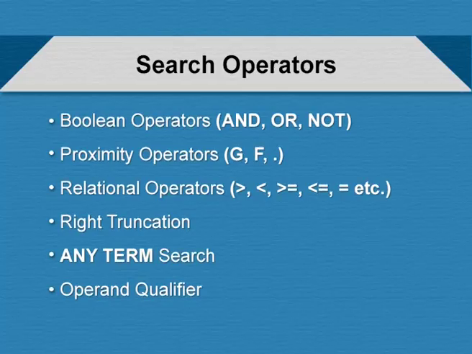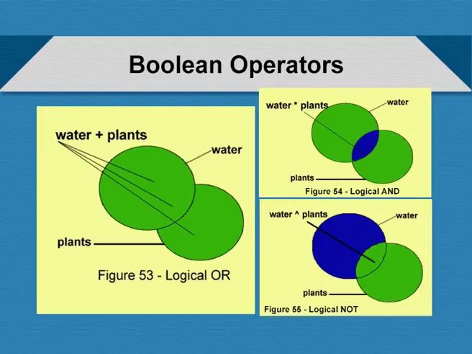Let us start with the Boolean operators. As I told you, there are 3 types of Boolean operator: the AND operator, the OR operator and the NOT operator. Let us see, now if you see the screen, the particular syntax for all the Boolean operators. One is water or plant, that is water plus plant. Next you can see water and plant, that is water star plant, and the next one I have given is water not plant. Now, I am trying to explain things before you through the Venn diagram.